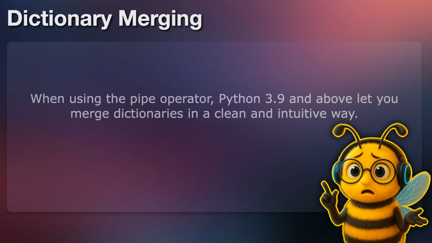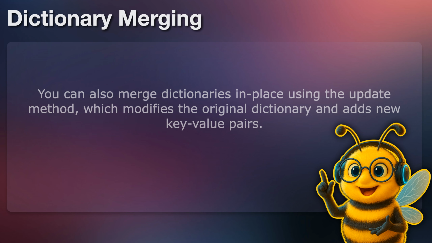right. When using the pipe operator, Python 3.9 and above let you merge dictionaries in a clean and intuitive way. You can also merge dictionaries in place using the update method, which modifies the original dictionary and adds new key-value pairs.